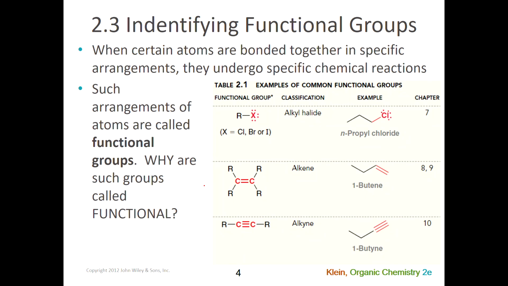Another advantage of bond line structures is you can quickly see other sites of reactivity, and we call these sites of reactivity functional groups. So they're either individual atoms or often groups of atoms. We call them functional because they undergo reactions. So each grouping of atoms has a function, or it has a set of chemical reactions that it will be likely to undergo.